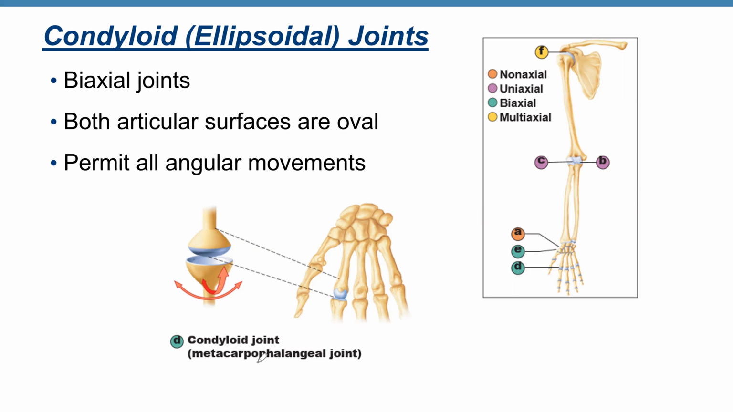the metacarpophalangeal joint. So that's going to be the joint between your metacarpal bones, right? That's the metacarpal bones that make your palm, and the proximal phalanges. And if you look at your fingers, you see what you can do. You can flex and extend, and you can move them to the sides. That's called abduction and adduction. It prevents rotation, however, right? Because of the oval shape, you cannot rotate. So that's why it's biaxial.